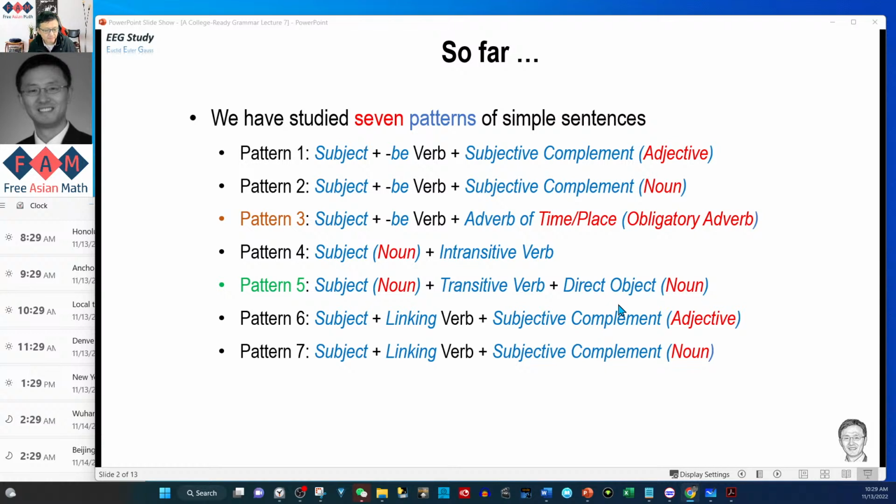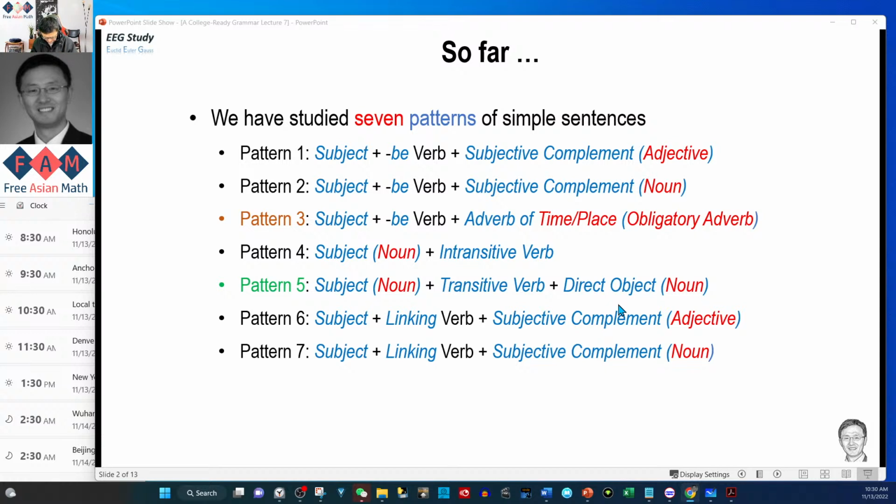The king is a nice man. Man refers to king. So the two are essentially the same thing. Similarly, if we replace the be verb with a linking verb, we get pattern number 6 and number 7. But other than that, they're essentially the same thing as pattern 1 and pattern 2. So the next two patterns, pattern number 9 and number 10, will parallel this concept. We have a complement of something, but not of the subject.